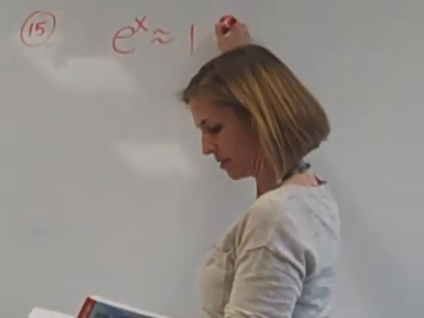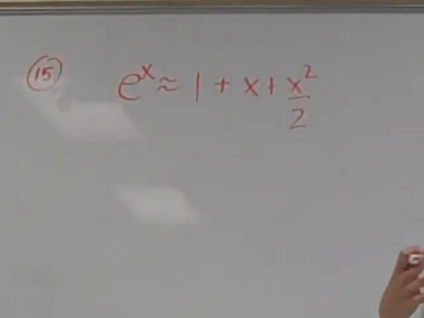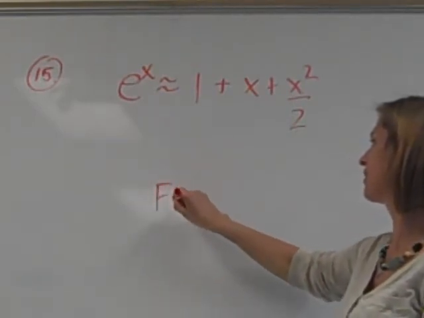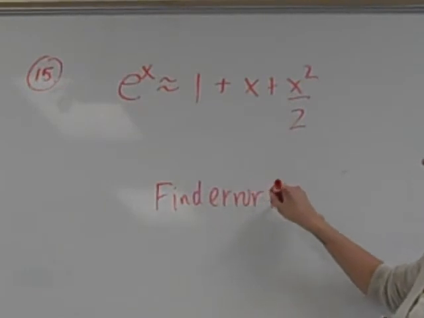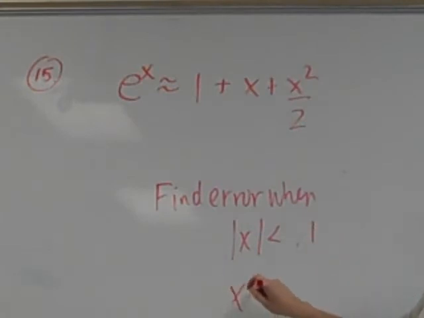Okay, use the approximation e to the x is approximately 1 plus x plus x squared over 2. That should scream out to you. That's the series for e to the x. It's the first 3 terms of the series for e to the x. That is used when x is small. Use the remainder estimation theorem to estimate the error. So this is asking you to find the error when the absolute value of x is less than 0.1. So basically it's saying when x is between negative 0.1 and positive 0.1, find the error.